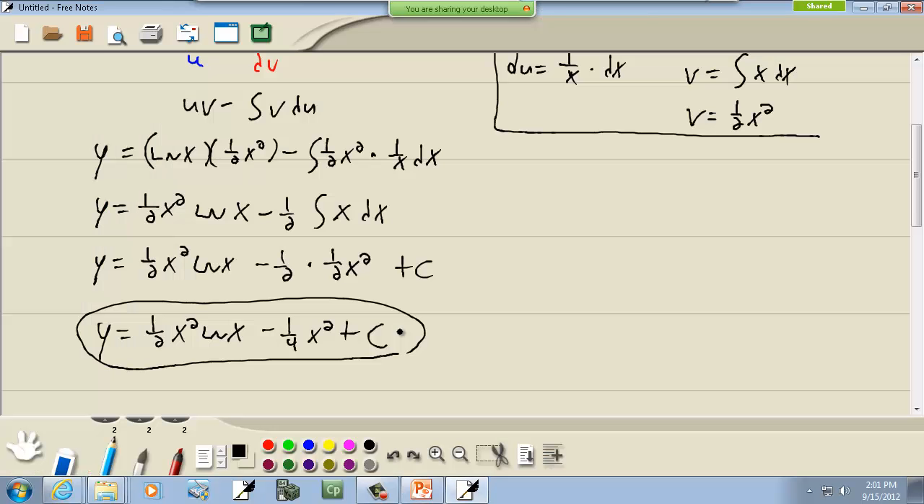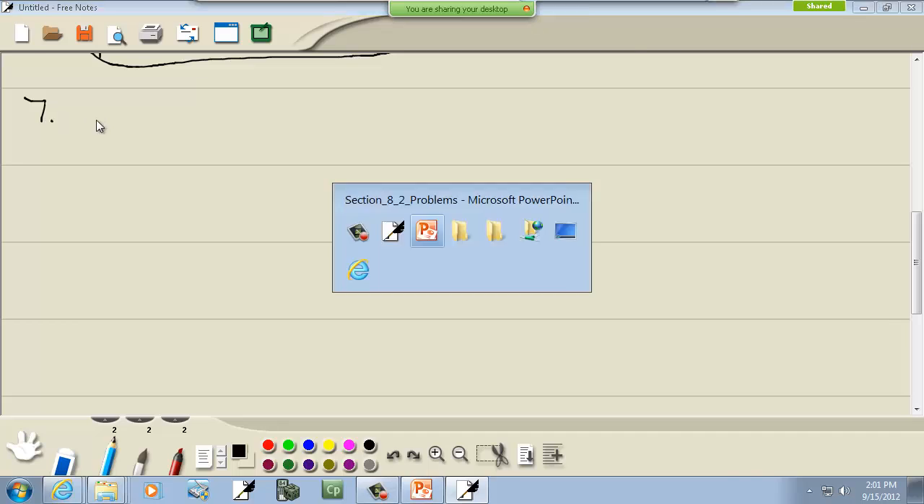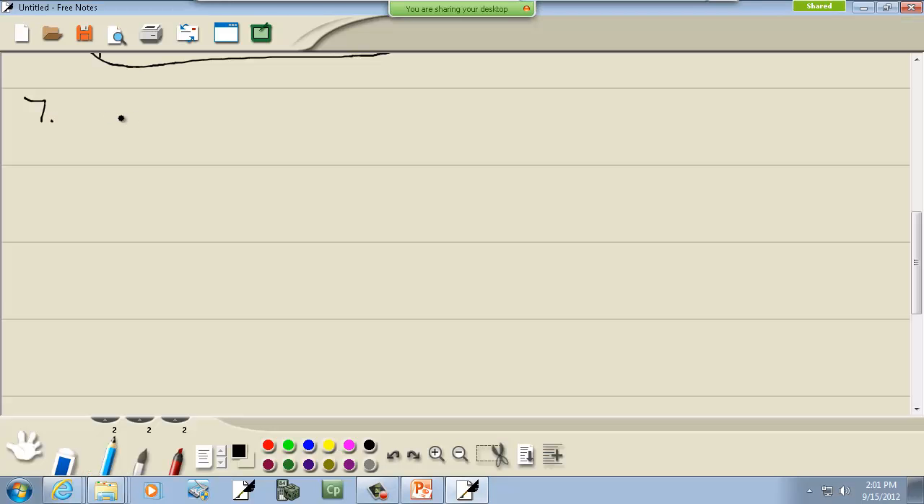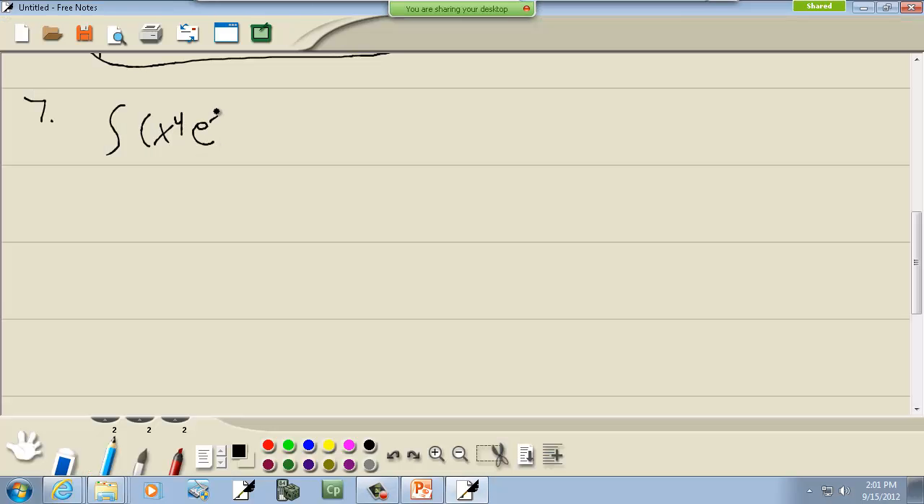Well, let's take a look at the next problem. You'll like these, I think. They're using the table method. Not all of them you can use the table method on. X dx. Now with table method, we're going to have 3 columns, S, D, and I. The S is going to be our sign.